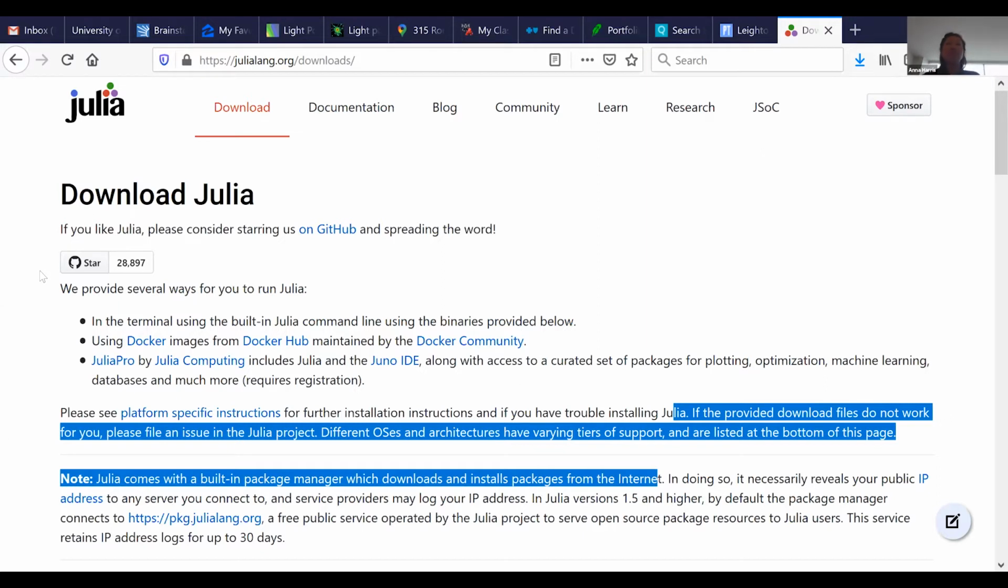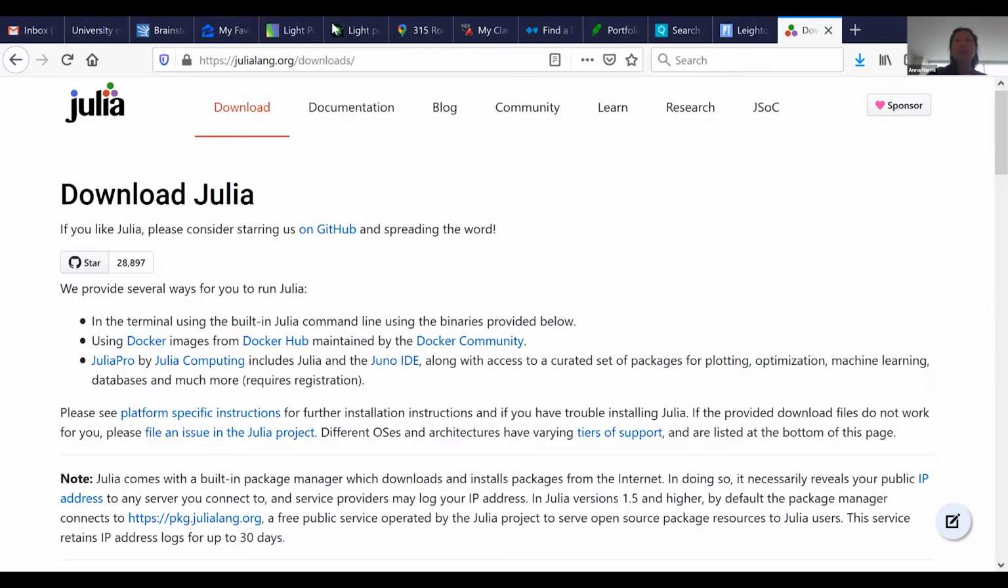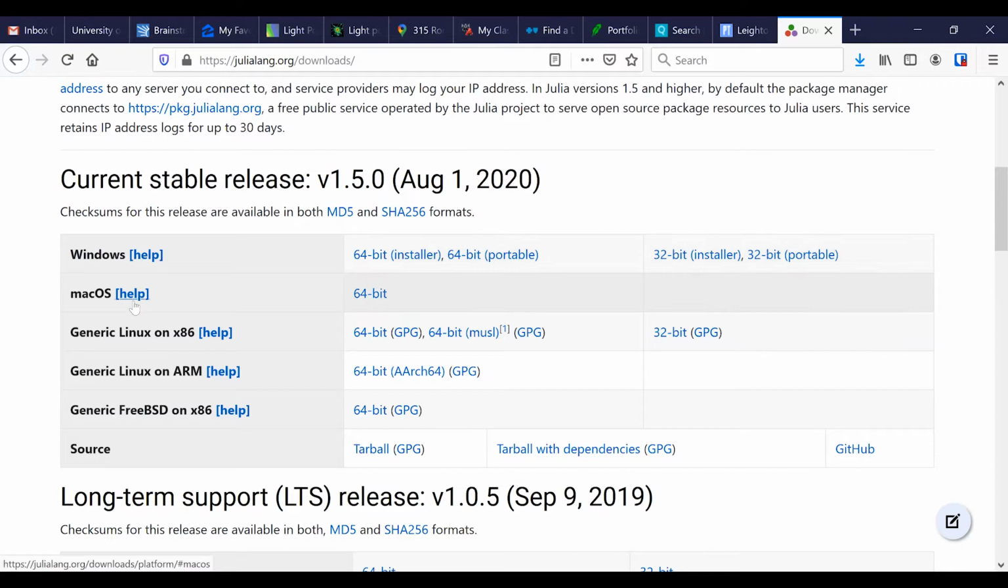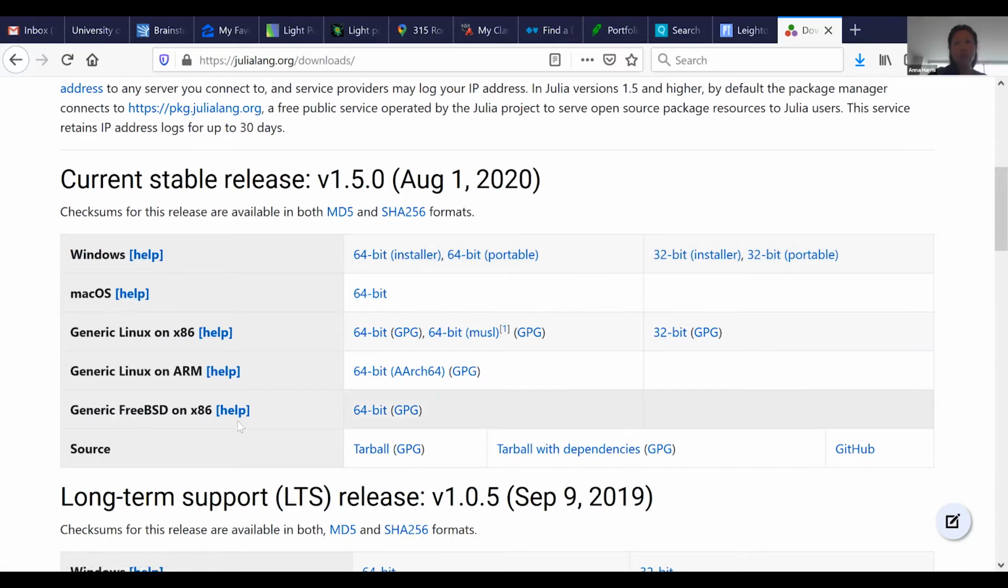All right. Meanwhile, when you look at the Julia page, you see your platform. Which one do you have? Windows? Do you have an Apple computer? Which one do you have? If you have Windows, you need to press the 64-bit installer.